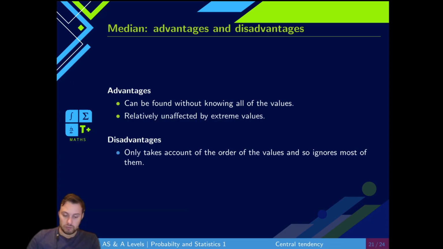As usual, we're going to finish this video with advantages and disadvantages for the median. We can find it without knowing all the values. This is useful for someone that is making an investigation, because knowing some part of the data, you can still get a number. And it is, in general, unaffected by extreme values. It's very useful when making some predictions.